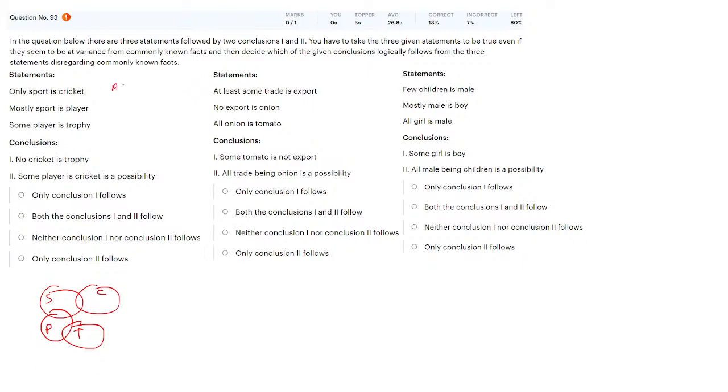If it were saying that all cricket are sport, these two are different. All cricket are sport means there should be another thing which can have an intersection with cricket itself. But while it's saying that only sport is cricket, that means if there is any common region with cricket, it is only with sport. Okay, I hope by now you understood it. No cricket is trophy. Yeah, surely.